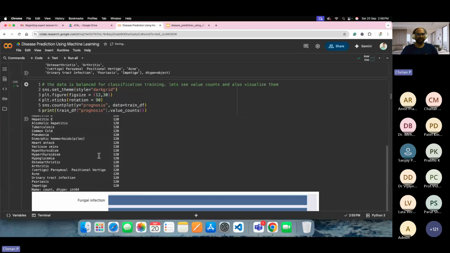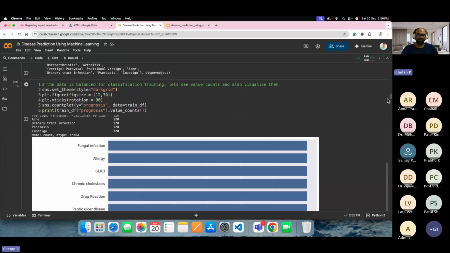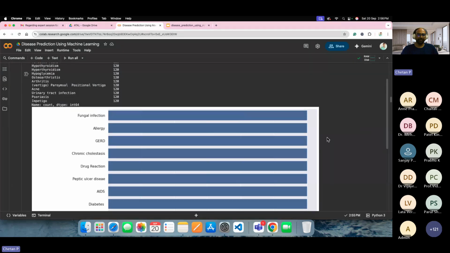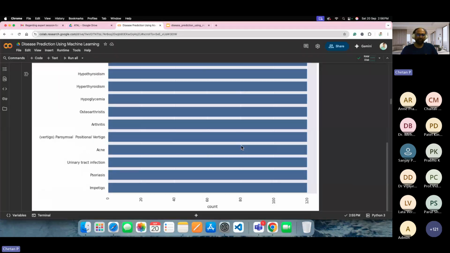This is a testing data set, and here are pictorial representations of all the values. This is just a pictorial representation of the same, and all these values are showcasing one.